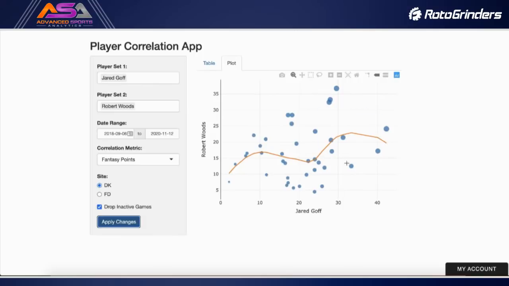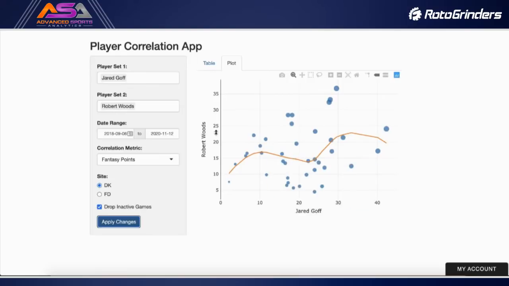We have these 20 to 30 ranges where Goff putting up 25 points could mean anywhere from 30 points for Woods. But we've also seen Goff put up 25 points and have Woods fail to reach double digits. So I think it's an interesting way of looking at things.